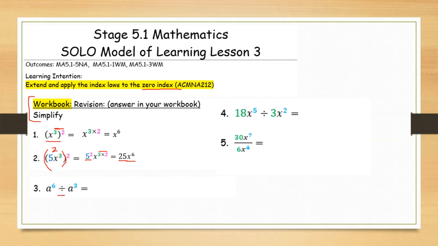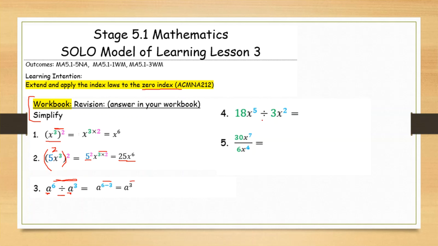Division, we subtract the indices, so 6 take away 3. When we have the same base, we must have the same base here to use these index laws. 6 take away 3 is 3. So we get a to the power of 3.